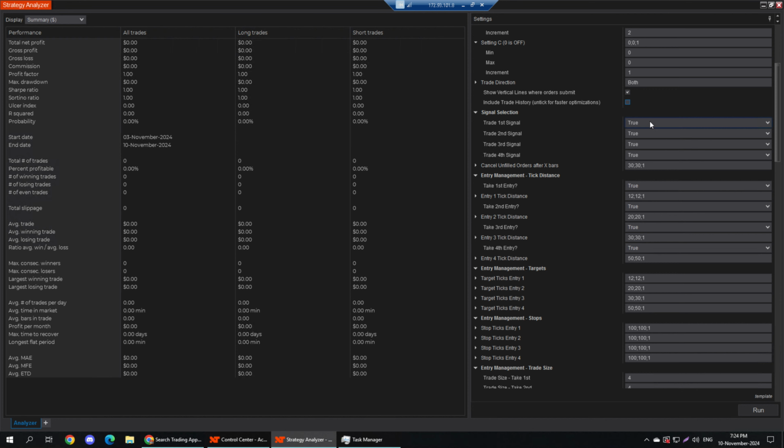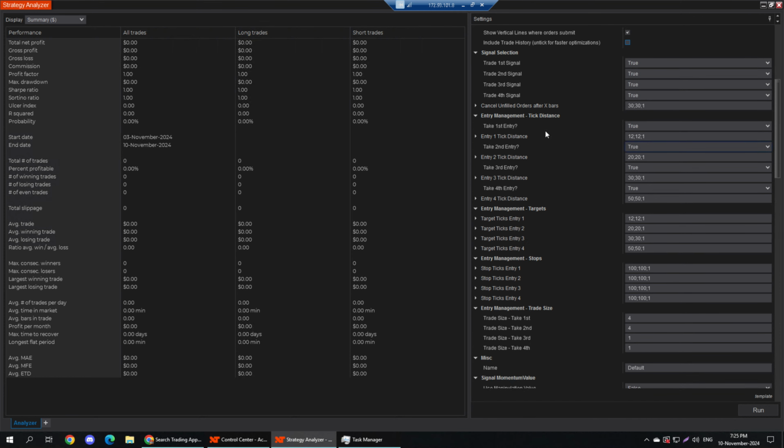Number 1 will obviously be the first time, then the second, third, and fourth. So if you limit number 1 and number 2 and you only use 3 and 4, you're going to have far fewer trades because it's only acting on price where it is really stuck in a certain zone.